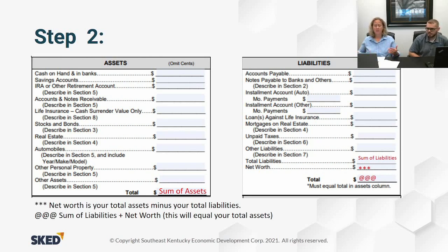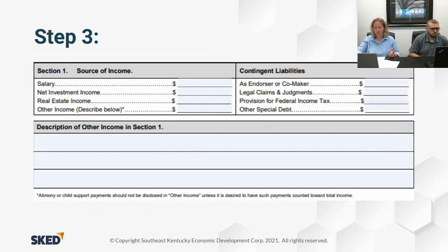So basically you're going to put your net worth, which again is your assets minus liabilities. And then to get the total, you're going to take the sum of your liabilities plus your net worth. That's going to equal your total assets. And the total in the liabilities column and the total in the assets should equal. If they equal, you've done it correctly. So those two lines are what throws the vast majority of people up on this worksheet. So let's go to the next section.